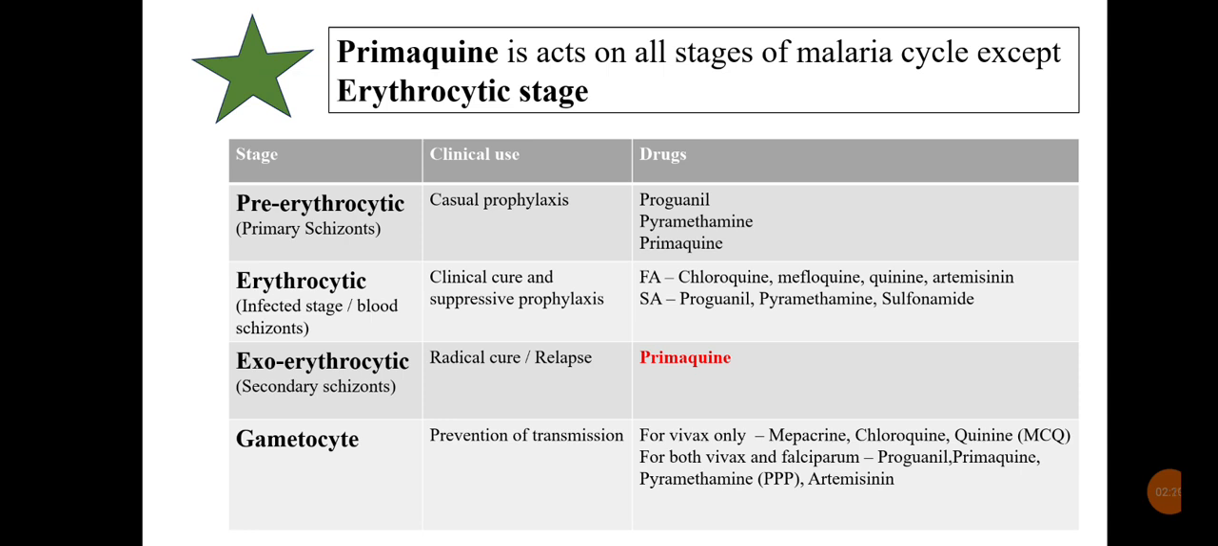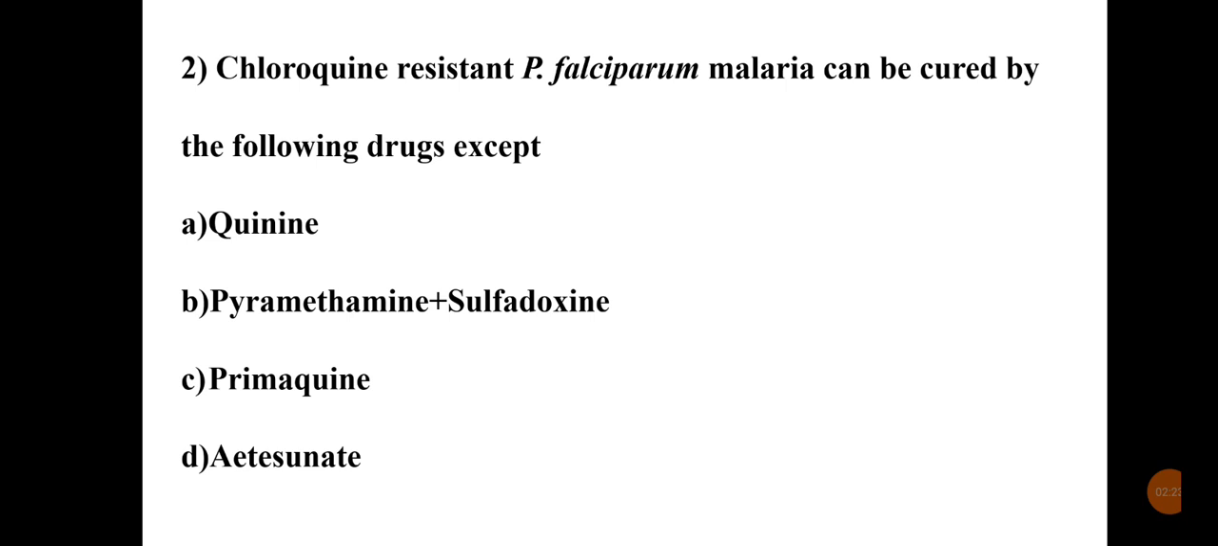So let's move to the second question now. Chloroquine resistant Plasmodium falciparum malaria can be cured by the following drugs except, right? The options are quinine, the combination of pyrimethamine and sulfadoxine, primaquine, and artesunate. The answer here is primaquine. Except primaquine, the other three drugs, quinine, pyrimethamine plus sulfadoxine and artesunate, are used in chloroquine resistant Plasmodium falciparum, but primaquine is not used in chloroquine resistant Plasmodium falciparum malaria, right?